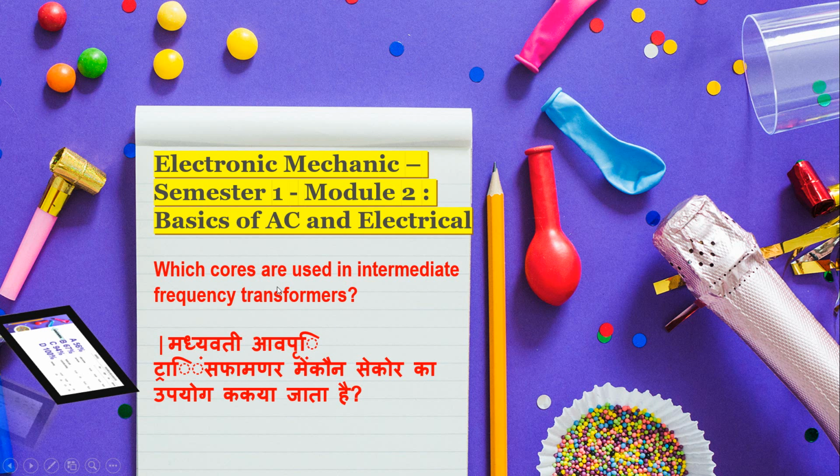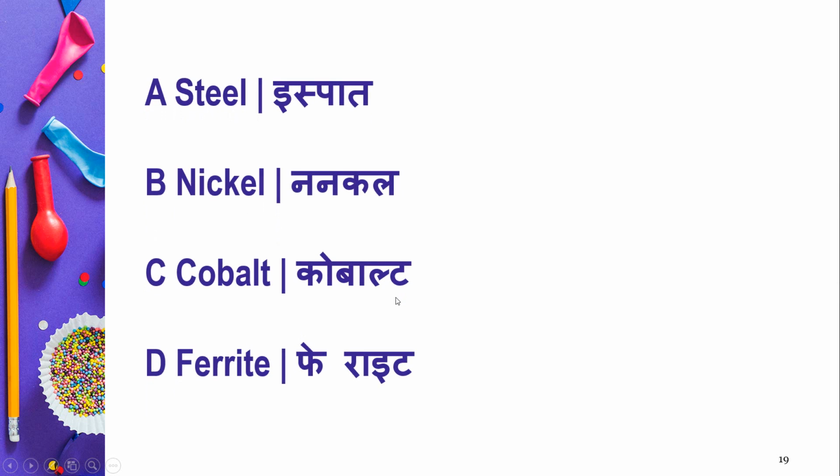Which cores are used in an intermediate frequency transformer? The question is asking the transformer is made up of which core material? These are the options. We know that the transformer cores are made up of steel. Silicon steel is the answer.